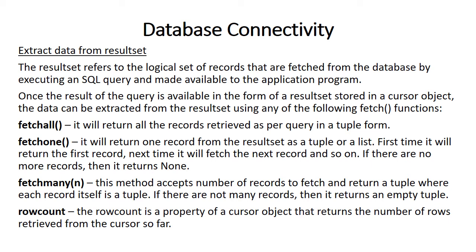fetchmany. This method accepts the number of records to fetch and returns a tuple where each record itself is a tuple. If there are not many records, then it returns an empty tuple. rowcount. The rowcount is a property of a cursor object that returns the number of rows retrieved from the cursor so far.